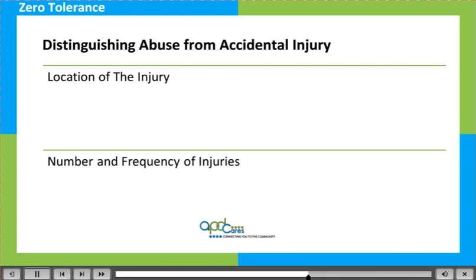Number and frequency of injuries. The greater the number of injuries, the greater the cause for concern. Unless an individual is involved in a serious automobile accident, he or she is not likely to sustain a number of different injuries accidentally. Multiple injuries in different stages of healing are also a strong indicator of chronic abuse. Turn to page 50 in your participant's guide for more descriptions about distinguishing abuse from accidental injury.